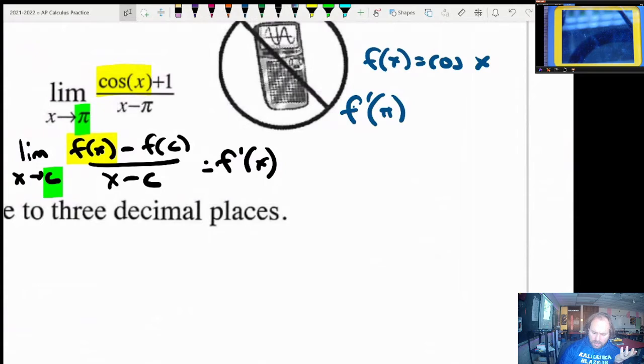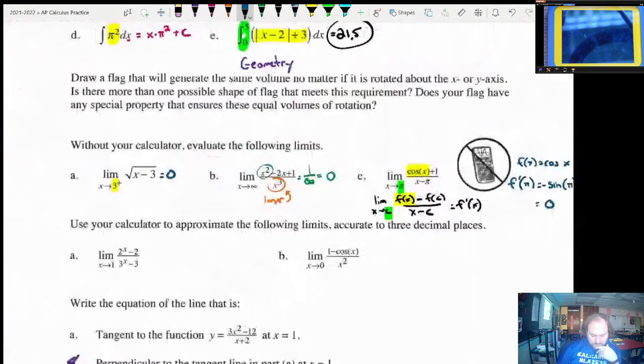This ends up being what is the negative sine of pi, which is also 0. Since sine of pi is 0, the negative doesn't matter. All 3 are 0. Interesting.